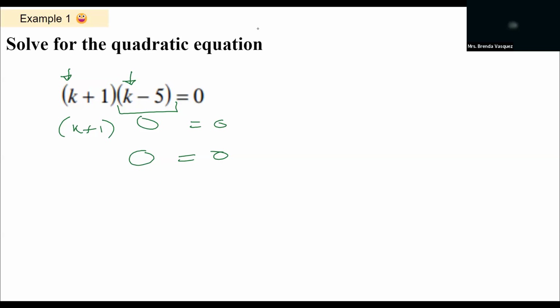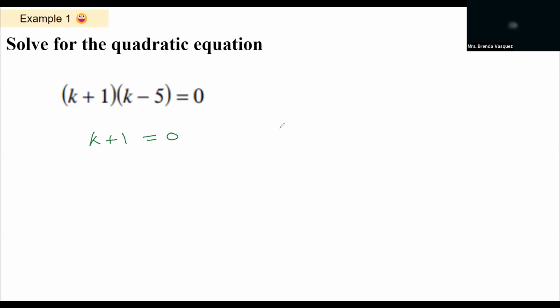This is how we're going to solve it. We grab one of the factors, k + 1, and make it equal to 0 to find out what value makes it equal to 0. Then we grab the second factor, k - 5 = 0, to find what k value makes that factor equal to 0. These are one-step equations, guys. I take you back to Algebra 1. How do I solve? Minus 1: k = -1. On my other factor, plus 5: k = 5.